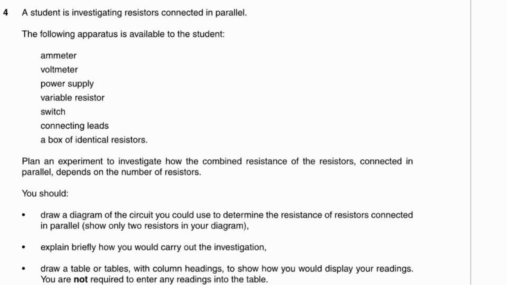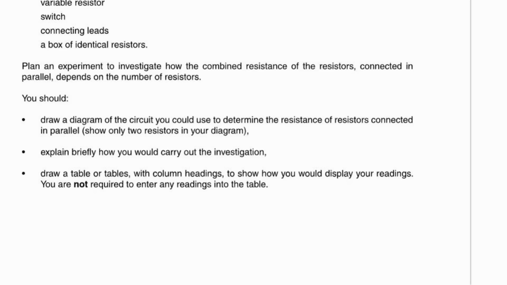Question 4. A student is investigating resistors connected in parallel. The following apparatus is available to the student: ammeter, voltmeter, power supply, variable resistor, switch, connecting leads, and a box of identical resistors. Plan an experiment to investigate how the combined resistance of the resistors connected in parallel depends on the number of resistors. You should draw a diagram of the circuit you could use to determine the resistance of the resistors connected in parallel. Explain briefly how you would carry out the investigation. Draw a table or tables with column headings to show how you would display your readings. You are not required to enter any readings into the table.